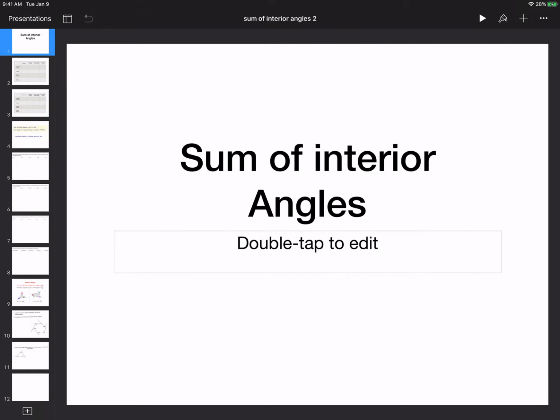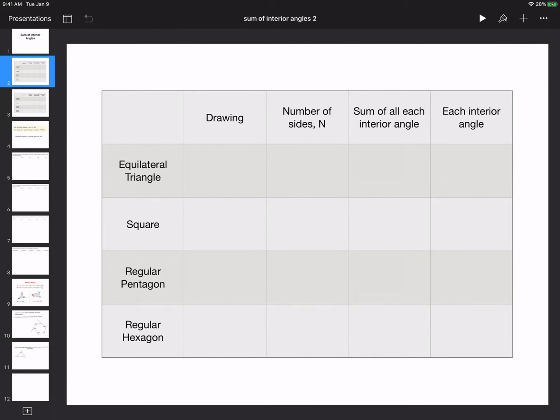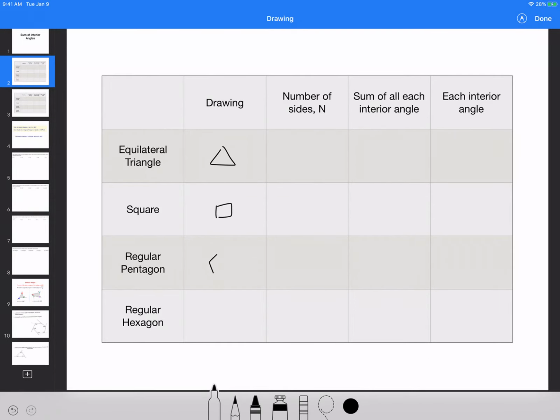Morning class. Today we'll be going over the sum of interior angles, and this will be pretty much a review of how to do the questions. First, going over the formula, it all comes from the patterns in which all of these polygons are given. The drawings for these, you should know how they look.